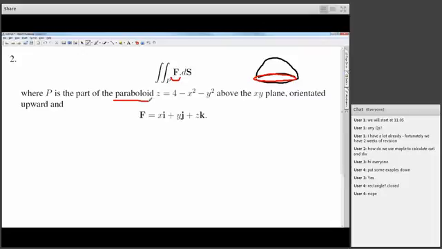So what you're really left with is parameterizing. That's one option. Or the second is to use my advanced technique, the sneaky way of using the divergence theorem. Now, I'll do them both.